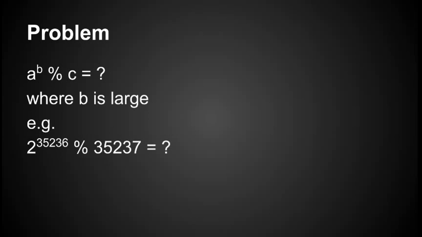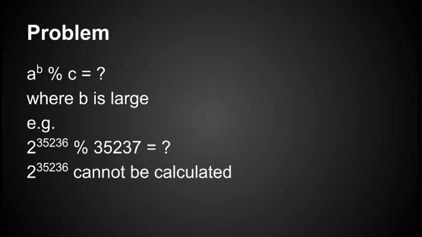For example, if I want to check if the number 35,237 is prime using Fermat's little theorem, it'll look like this. I'd pick a number 2 and raise it to the power of 35,236 mod 35,237. Well, 2 to the power of 35,236 can't be calculated. It's just too large of a number. And when you do modulus arithmetic, you have to have an exact number. You can't have it rounded, or else you won't get the right answer.